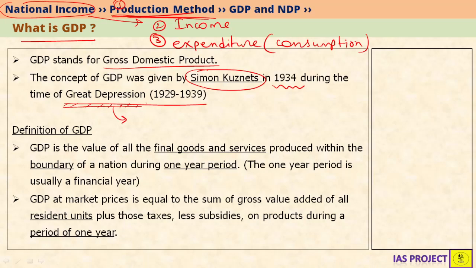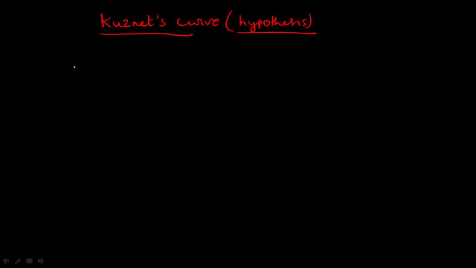So let's see about Simon Kuznet. Simon Kuznet has given a theory called Kuznet's curve. Let's see what Kuznet's curve is. Kuznet's curve is basically a hypothesis. Hypothesis means it is not proven, but it is a theory. What Kuznet's curve is simply, here.